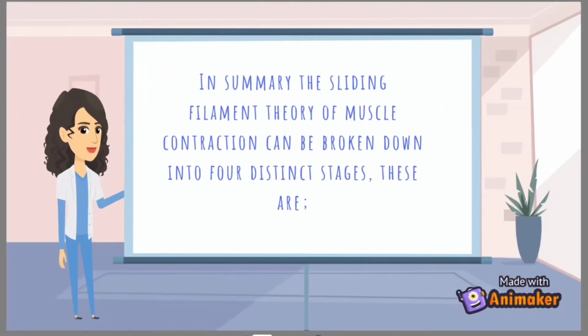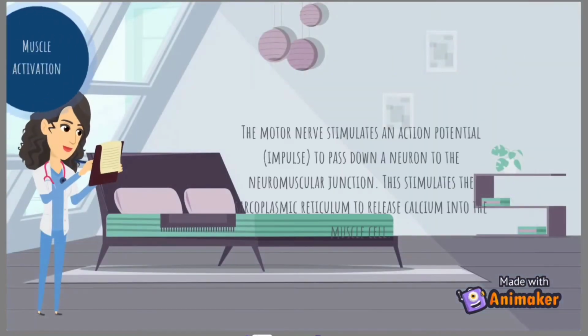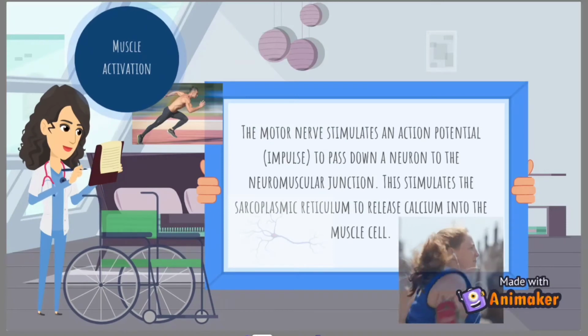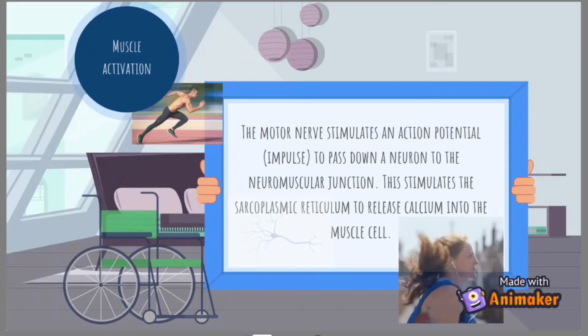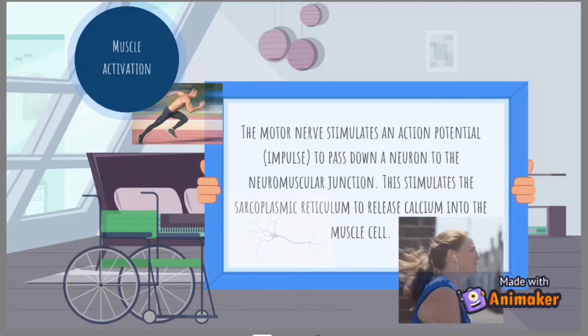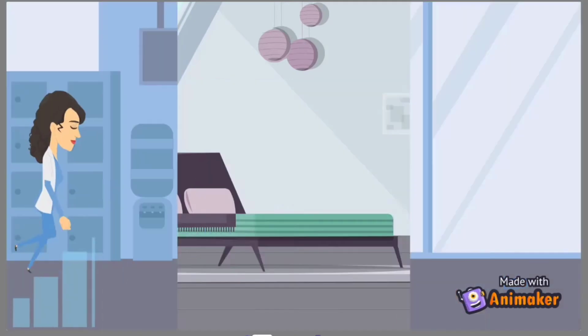In summary, the sliding filament theory of muscle contraction can be broken down into 4 distinct stages. The first one is muscle activation. Motor nerves stimulate an action potential to pass along a neuron to the neuromuscular junction. These stimulate the sarcoplasmic reticulum to release the calcium into the muscle cell.